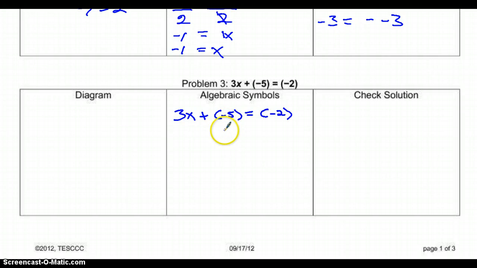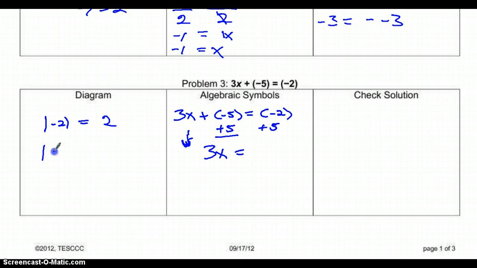So what's the opposite of a negative 5? And that's a positive 5. So we will add a positive 5 to both sides. Okay. Now, when we do this, we're going to get 0 over here. So we can just simply bring down our 3x. And again, here's what we're looking at. We're looking at the absolute value of a negative 2, which is going to equal 2, and the absolute value of 5, which is going to equal 5.